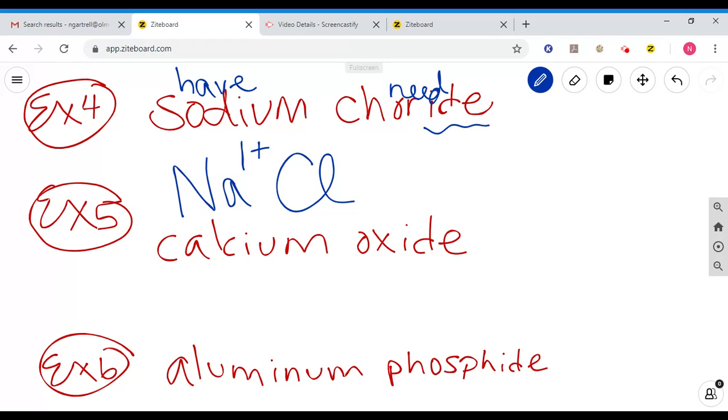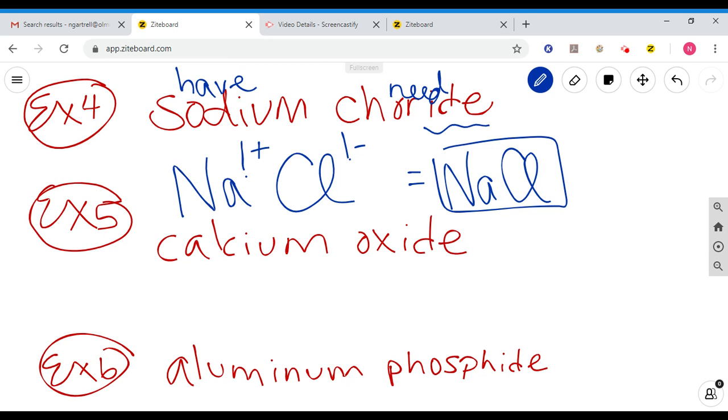Chlorine is in group 17, so it has 7 and it needs 1. All right, the charges are the same, +1, -1. So when the charges are the same, we drop the charges and we write the symbol.